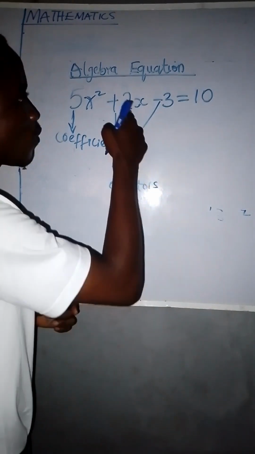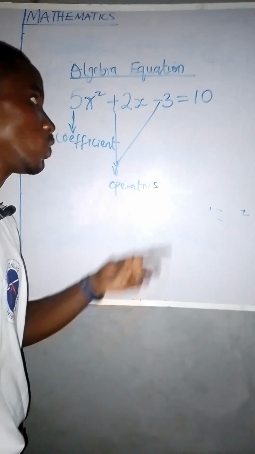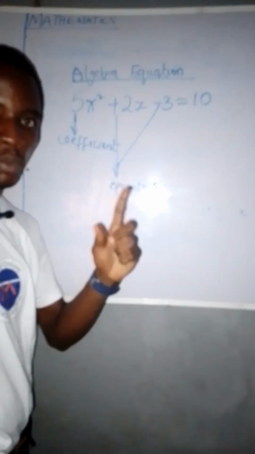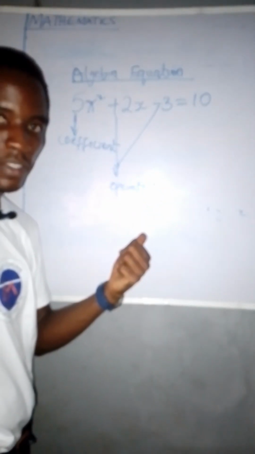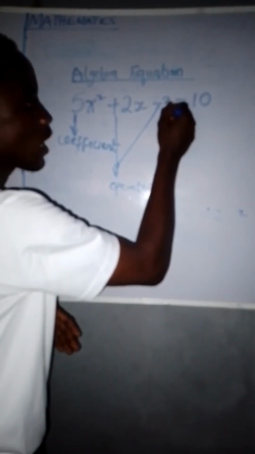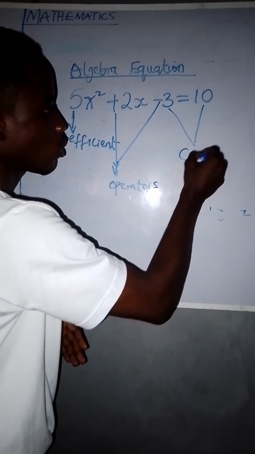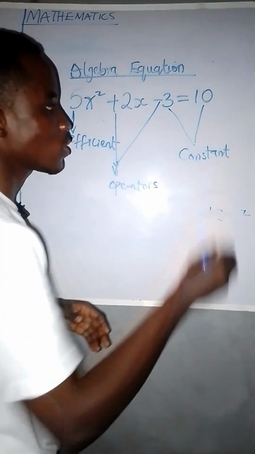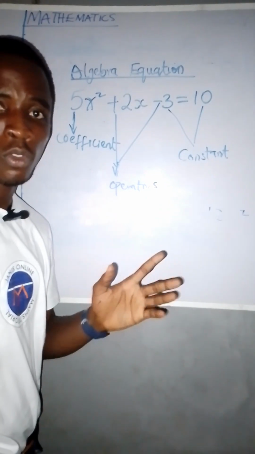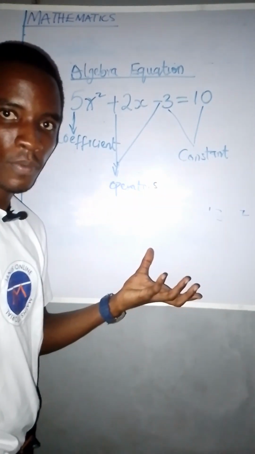Good. So we have another 2 here. This 2 here is also a coefficient. Why? Because it's attached to a variable, which is x. Then we have an equal to sign here. There are 2 constants here. The constants are 3 and 10. Why are they constants? They don't have any variables or any letter attached to them, so that's why they're called constants.